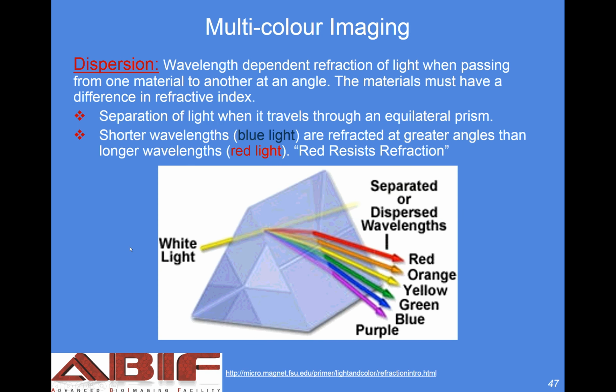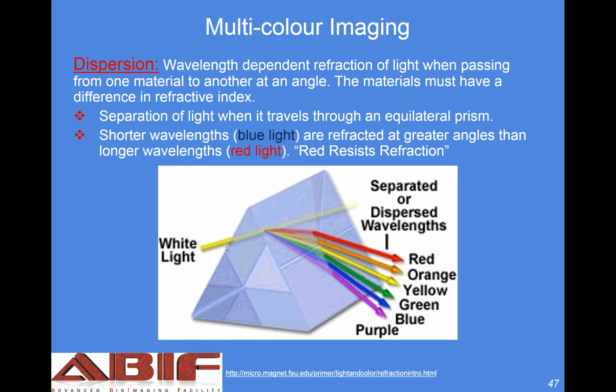So for multicolor imaging, the major aberration we have to worry about there is due to dispersion of light. Dispersion is the wavelength-dependent refraction of light when it passes from one material to another at an angle. So it's really refraction, but the amount of refraction depends on color, and that's where you get the term dispersion.